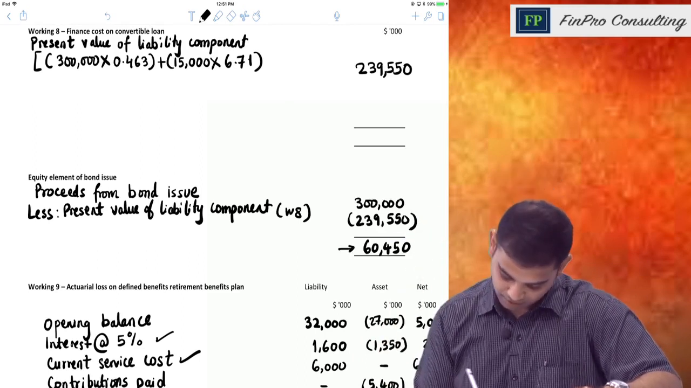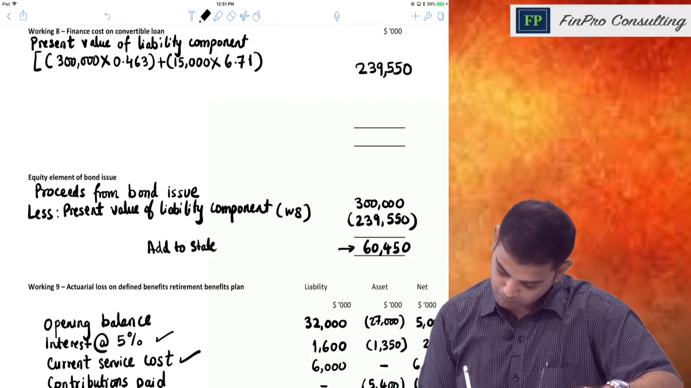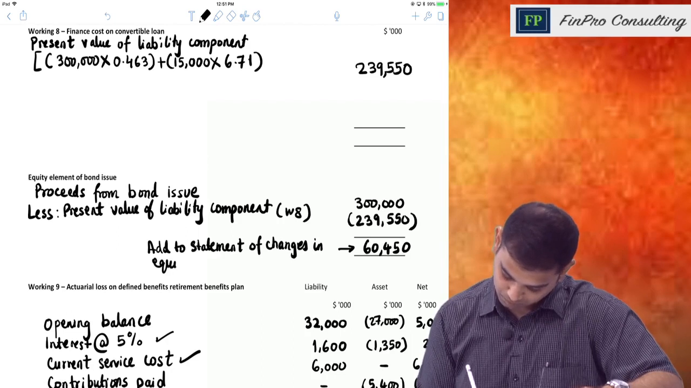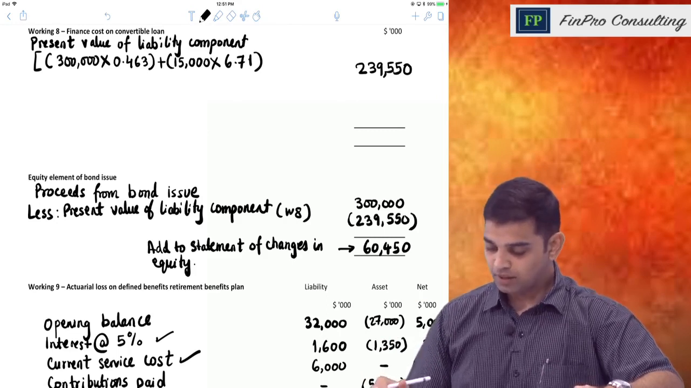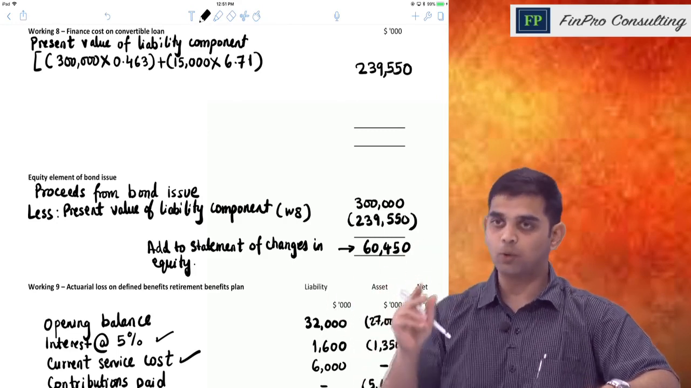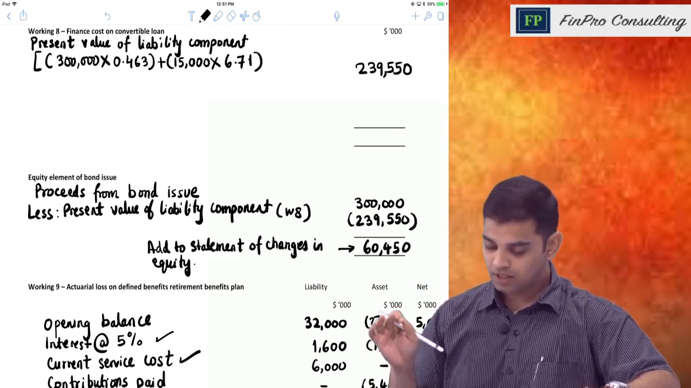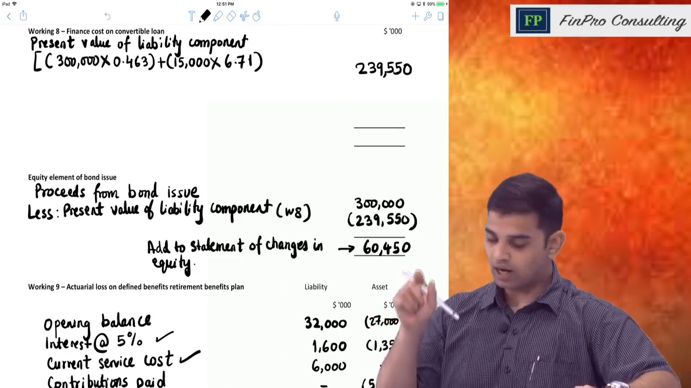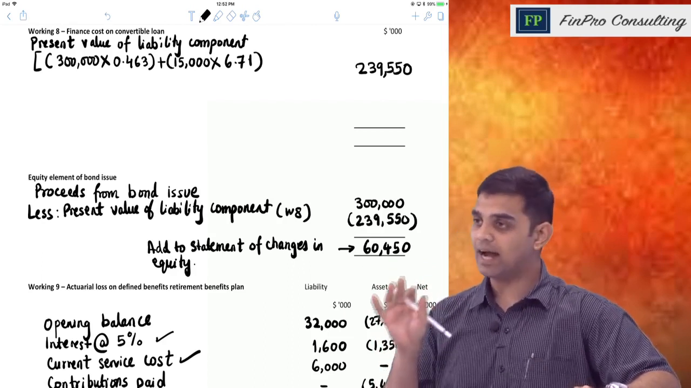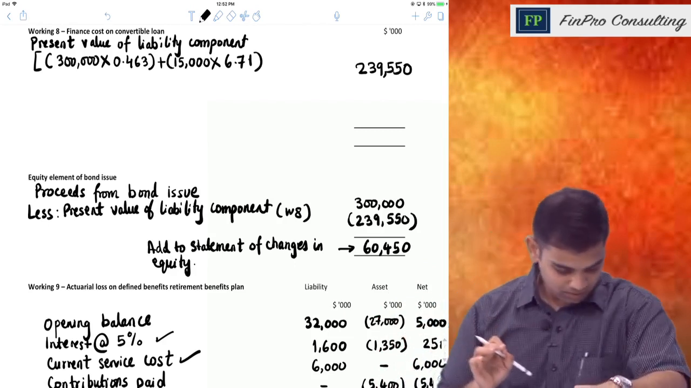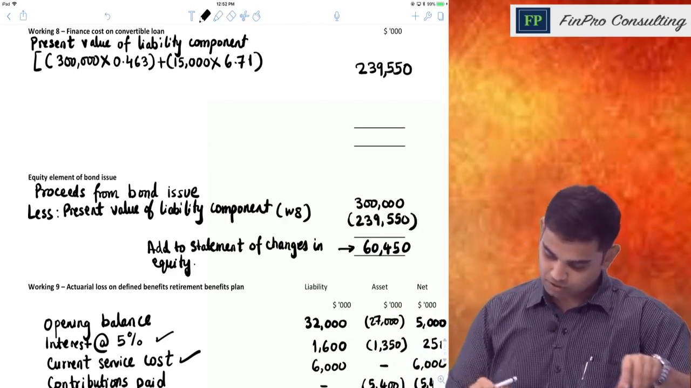So right here, add to statement of changes in equity. Okay, so that will be done after preparation of P&L and OCI. Now that 300,000 we have broken into two parts. Liability is 239,550 and equity is 60,450. Now on this 239,550 I have to provide an interest at the fair market rate, which is 8%.